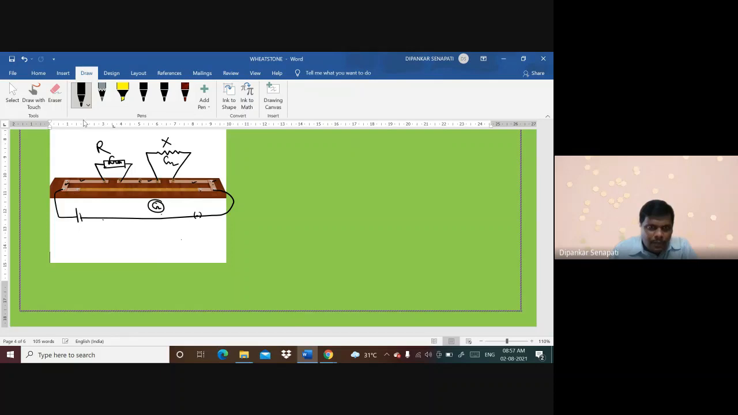Galvanometer, and a jockey, that is a sliding key. You can slide it over the wire. Suppose the jockey is connected at point J. From point A to B, the length AB is equal to 100 centimeters. Now let me show how it takes the form of a Wheatstone bridge.